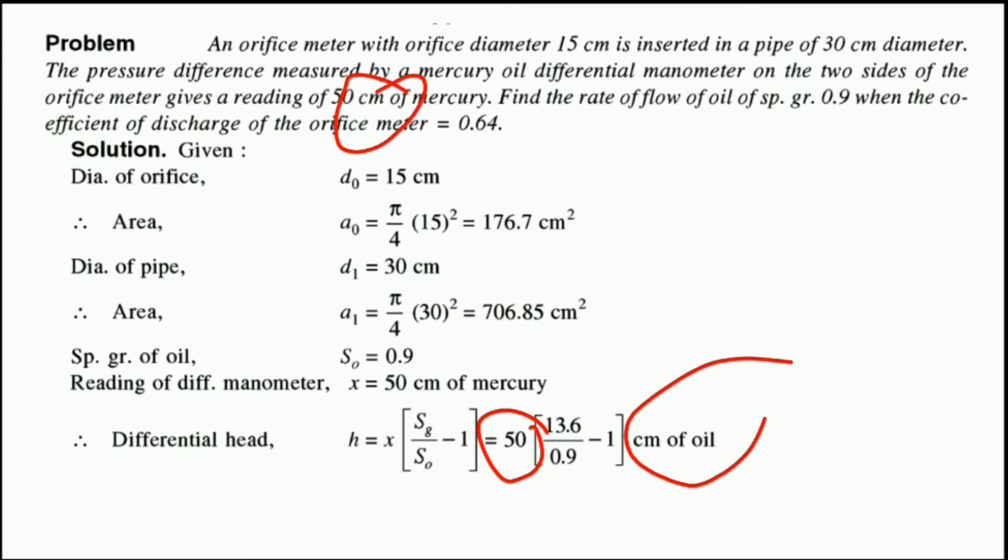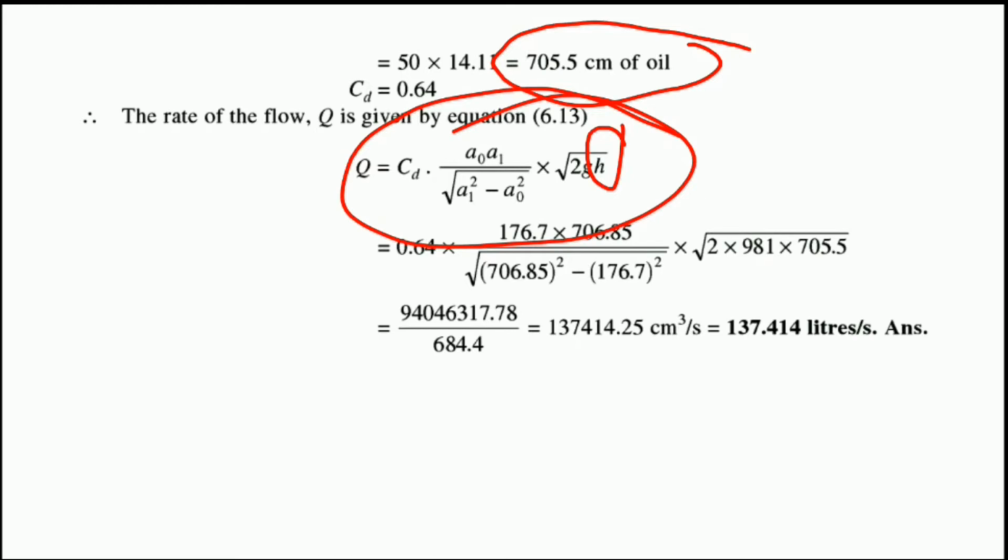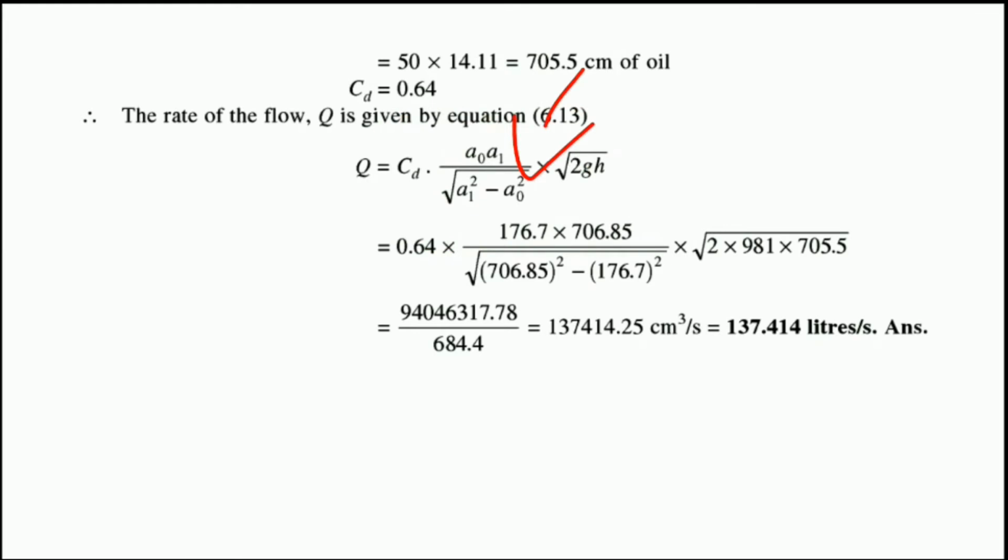So we have the value of H in centimeters, 705.5 centimeter column of oil. So now we have the values of all elements in the discharge equation. So put the values of all elements in this equation and we finally find the value of discharge, 137414.24. Okay, this is the answer in centimeter cube per second, and this is converted into liters per second.